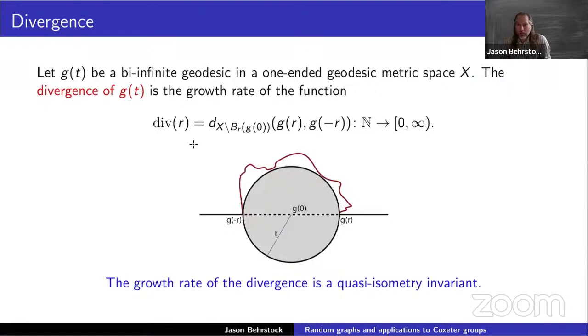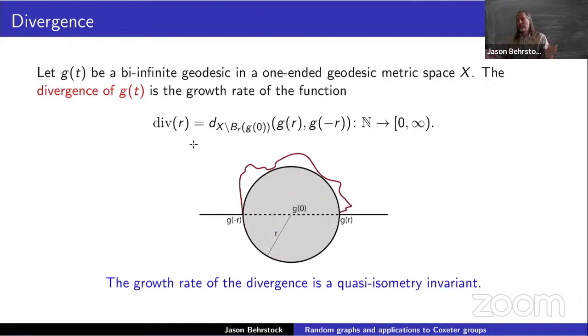A geometric property that I like, because it's a quasi-isometry invariant, is this notion called divergence. Ignore any of the words on this slide for a second, and let me just show you geometrically what's going on. The divergence of a group means you think about a bi-infinite geodesic inside your space. Then you fix a point in the middle of that bi-infinite geodesic and remove the ball around that point of some fixed radius. And then you ask, what's the shortest path now when I remove that ball?